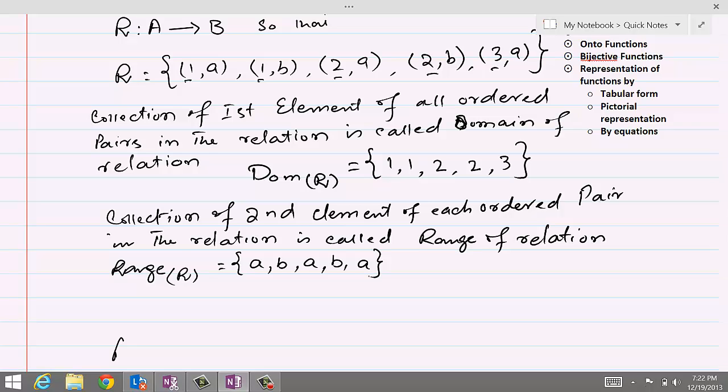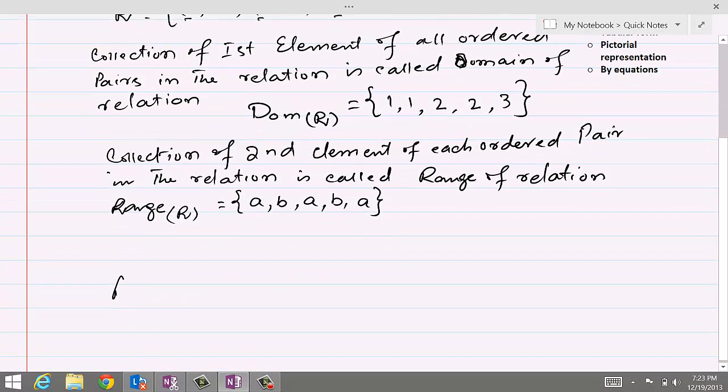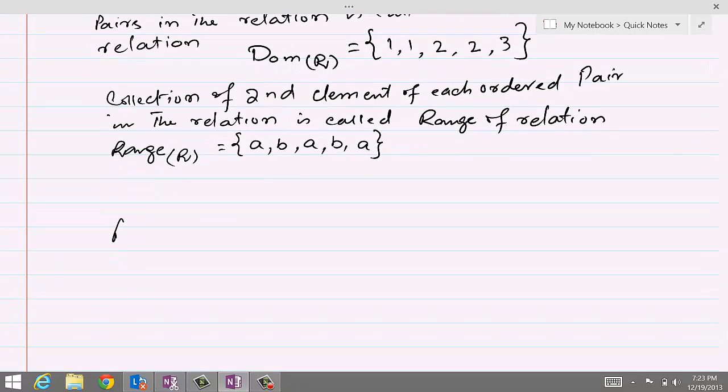So just to revise, the collection of first elements of every ordered pair in the given relation will be called the domain of the relation, and the collection of the second elements of every ordered pair will be called the range of the relation. Some of the relations could be called functions and the others can't be called functions. What is the distinction? So let's define function.